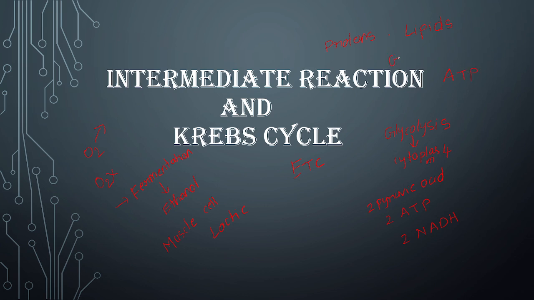Not only glucose from carbohydrates, but proteins and lipids also undergo Krebs cycle reactions through formation of pyruvic acid-like molecules and form large amounts of energy in the form of ATP. First we will discuss the intermediate reaction.